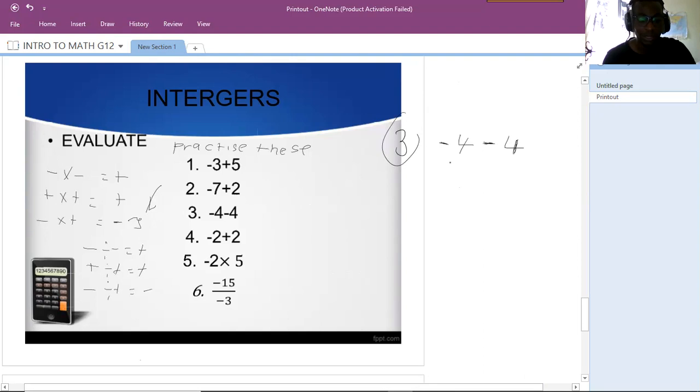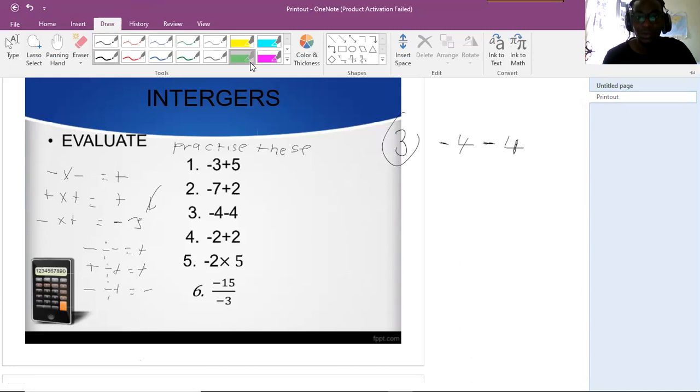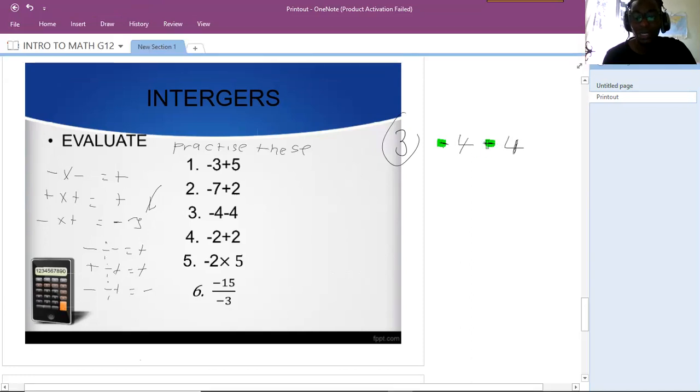Negative 4 minus 4. So the same method here. We forget the signs, and the first thing that we ask ourselves is, which number is bigger between 4 and 4? They're the same, right? Meaning the answer will be a negative, right?